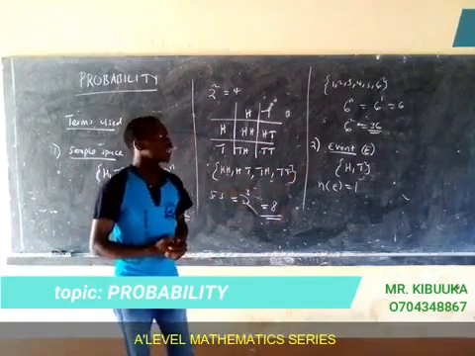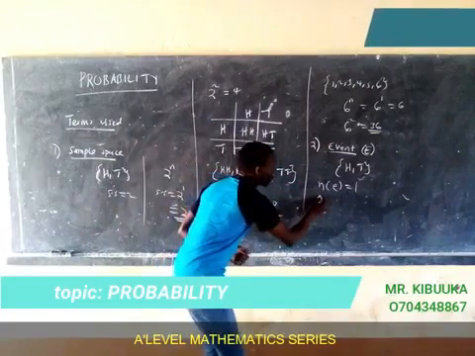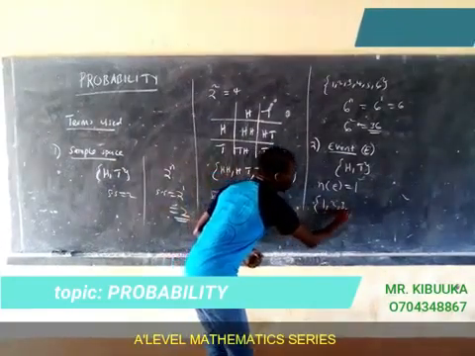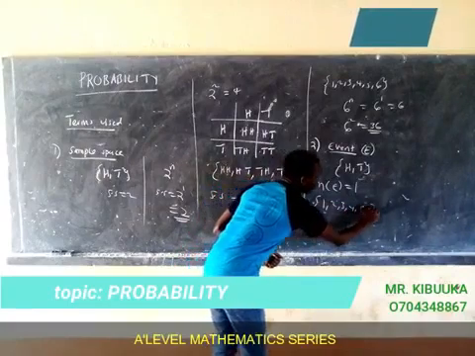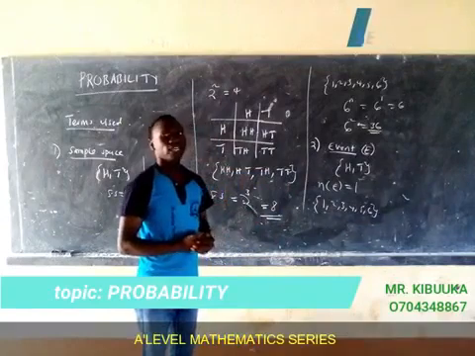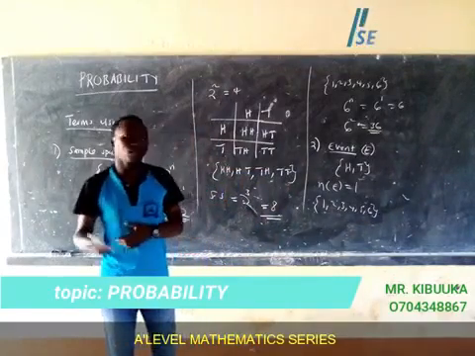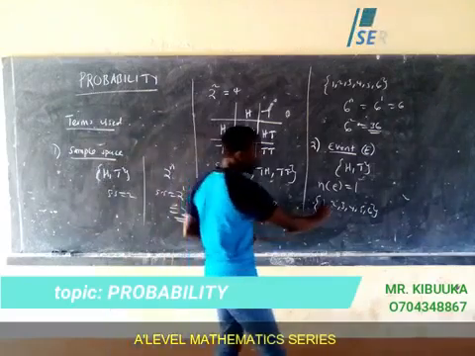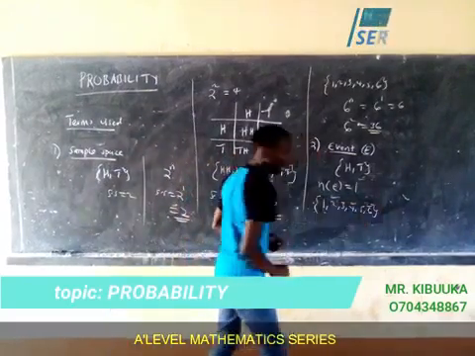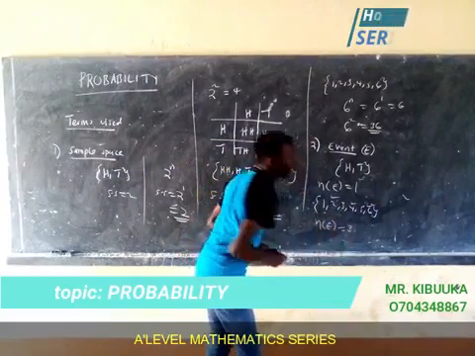Like for example, a die tossed once, outcomes are 1, 2, 3, 4, 5, and then 6. If I say find the probability of getting an even number, in this case, getting even numbers is our event. Meaning in this case, even numbers are 2, 4, and 6, and therefore, the event would give us 3 in this case.